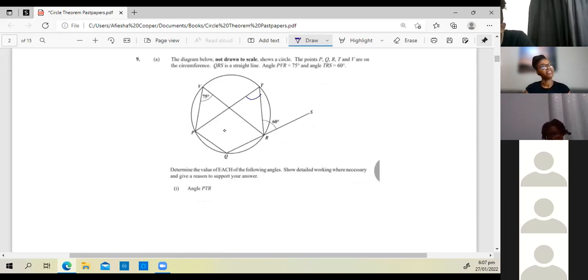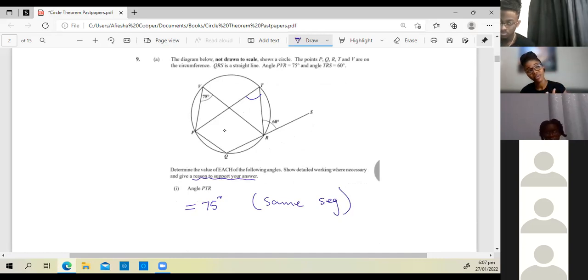PTR, up here. How much is that? Real quick. 75 degrees. Why is that? Angles in the same segment of a circle are equal. Same segment. So I'm just writing it short. You all put your reasoning, because when they say give reason to support your answer, that means reasoning is part of your answer. All right, 75 degrees because these two will be equal to each other.